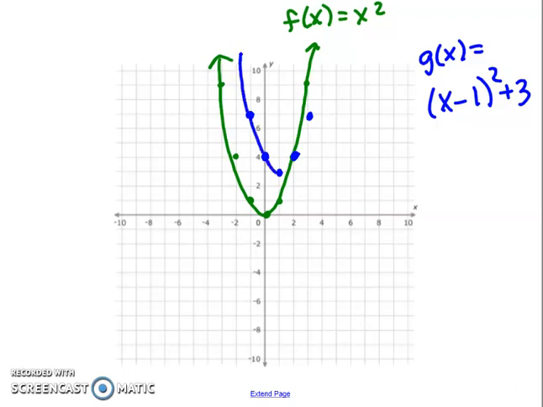Okay, so this graph is going to be the same shape. It's going to be the same width because I'm not having any type of stretch or compression. There's no negative in front, so it's not reflected. I'm just taking the exact shape of the green graph, and I'm shifting the entire graph to the right 1 and up 3.